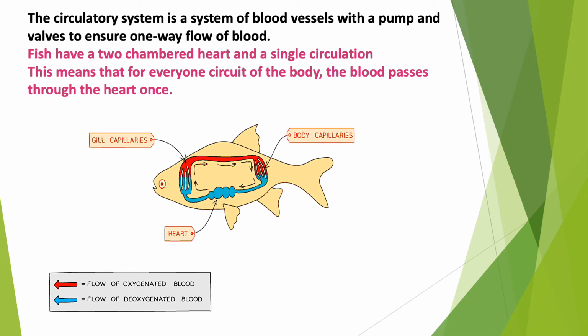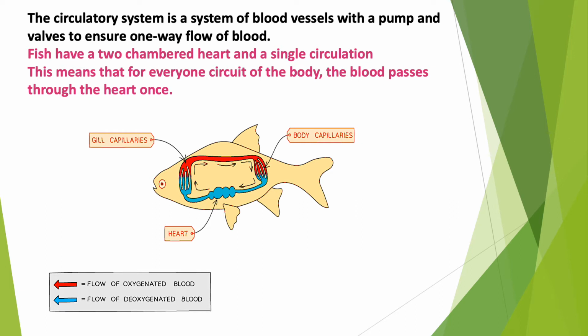To begin with, the circulatory system is a system of blood vessels with a pump and valves to ensure one-way flow of blood. Fish have a two-chambered heart and a single circulation. This means that for every one circuit of the body, the blood passes through the heart once. In the given diagram, you can notice the flow of oxygenated blood and the flow of deoxygenated blood.